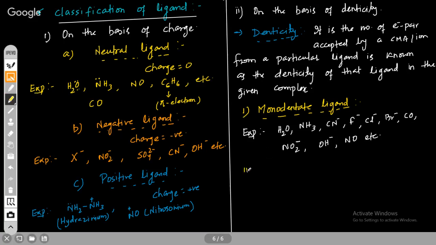Second one, I write down bidentate ligand. Bidentate, we also call it didentate. Write down, these are the ligands whose denticity is 2. Example, you see, I'll write down on the next page. All of you have done this? Can I go to the next page?